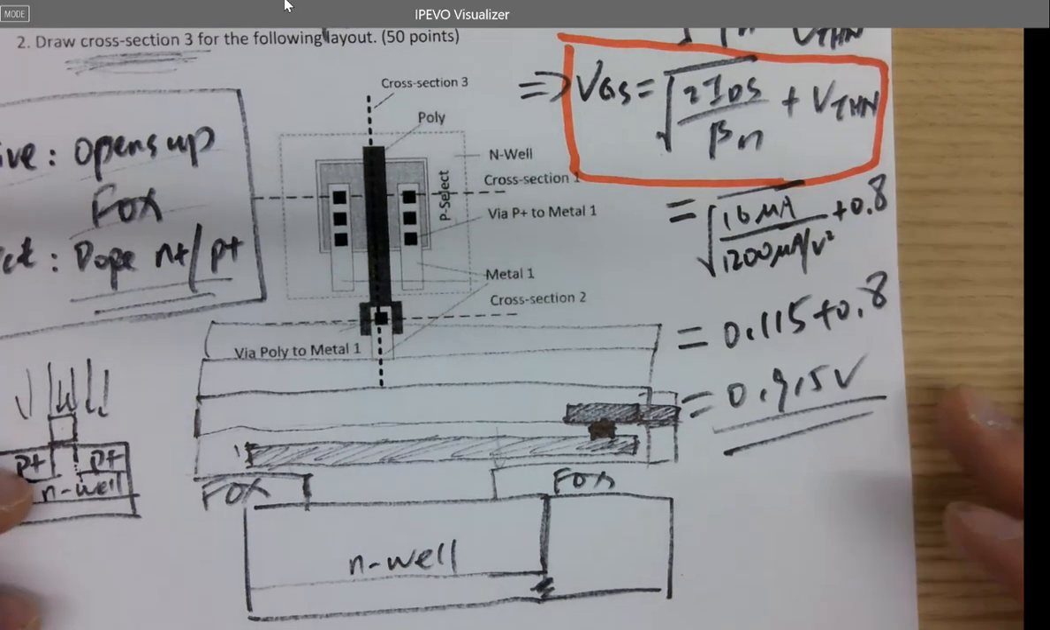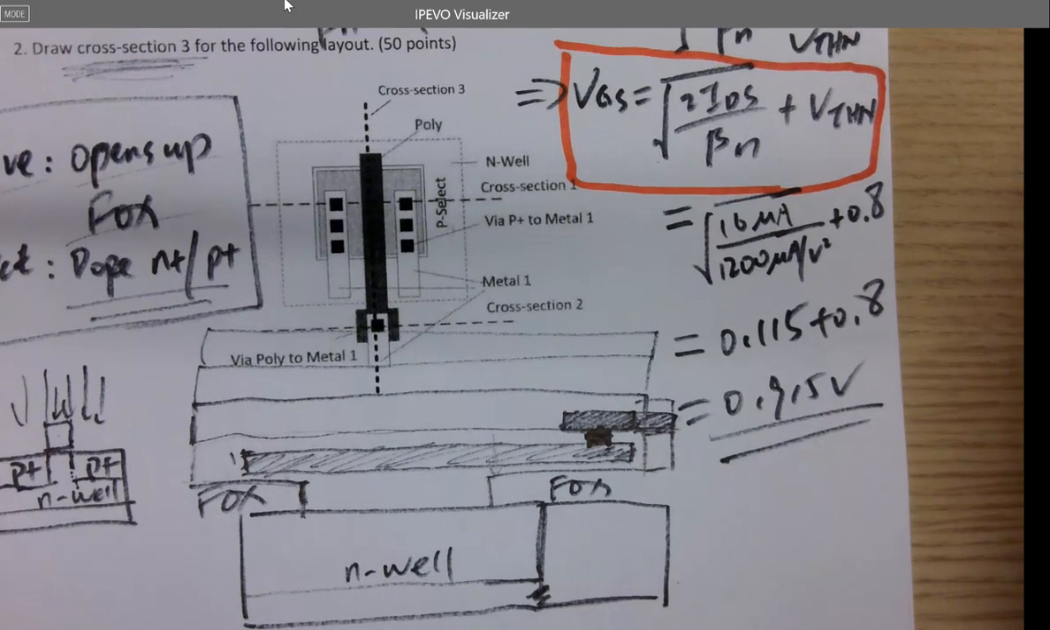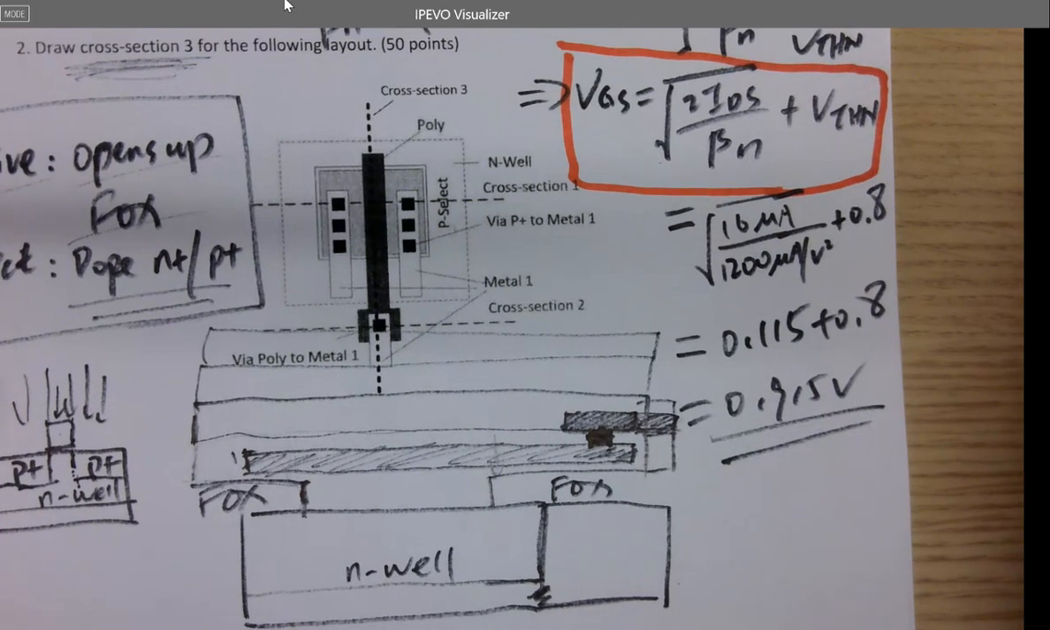And that would be showing the cross section straight to the poly. That's right. So nothing got doped. Yeah, that's a good quiz problem. I'm kidding. Don't want to go too deep in it.